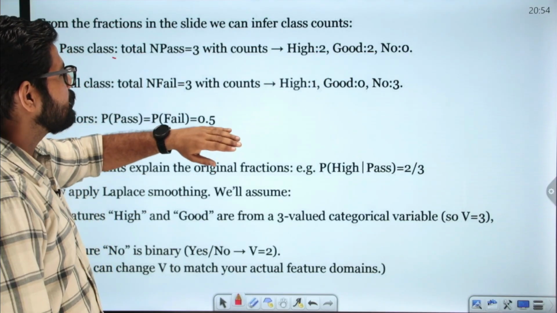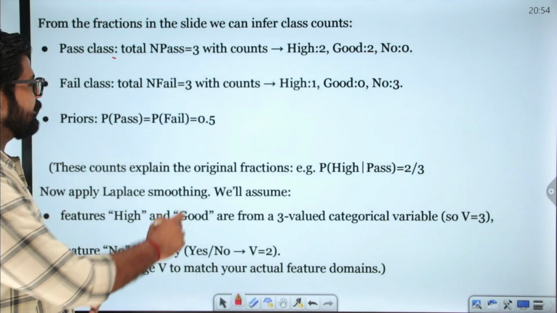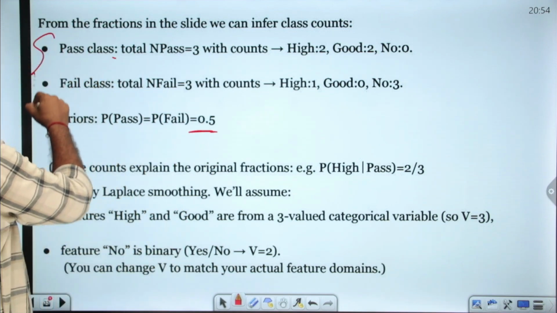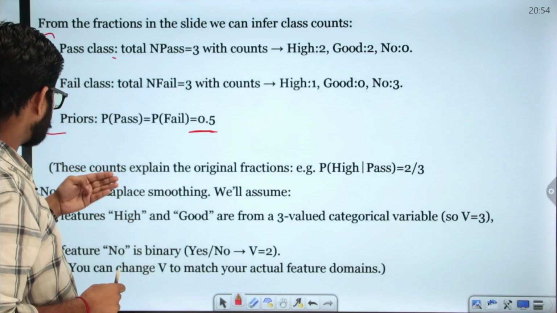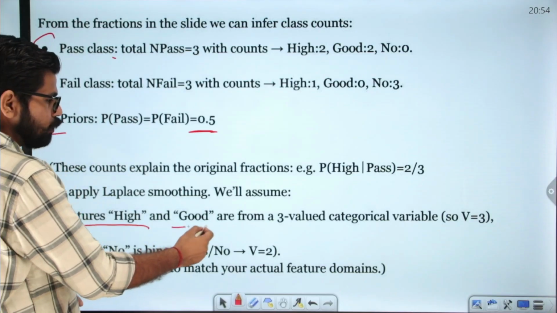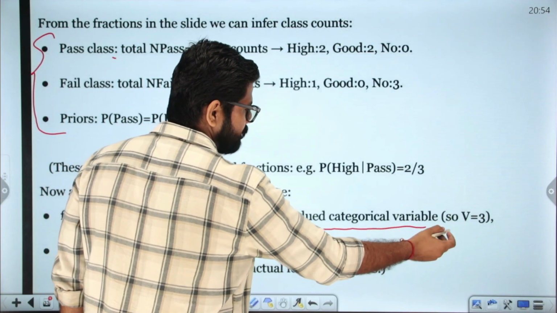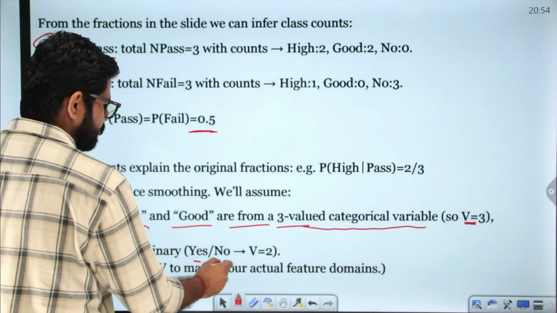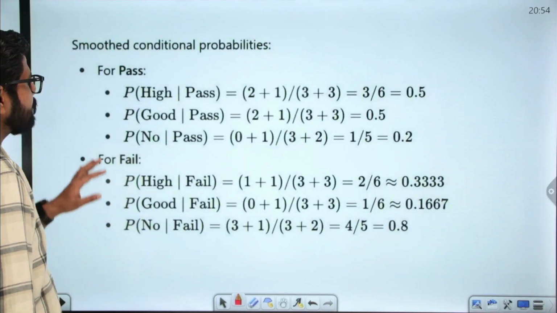So counts are high, these are the different features you have. For that particular you will get the probability 0.5. ये हमने पहले ही कैलकुलेशन कर रखी है, इसलिए इसको आपको ज्यादा जाना नहीं है, ये पहले से हमारे पास प्रोबेबिलिटीज 0.5 आ रही थी. देन आपको अब अप्लाई करनी है लाप्लास स्मूथनिंग. सो फीचर हाई और गुड के लिए आर फ्रॉम 3 valued categorical variables आप देखेंगे, that is v equal to 3. Similarly no के लिए हम देख रहे हैं v की वैल्यू जो आ रही है वो 2 आ रही है. सो इस केस में हम अप्लाई कर देंगे लाप्लास स्मूथनिंग.